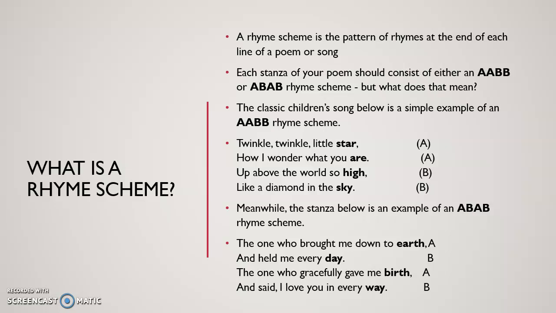Your second option is to go with ABAB. This poem down at the bottom here, this little stanza, is another example of ABAB. So, again, we look at just the last word of the line. The first line is earth, so earth immediately is our A rhyme. Second line ends in the word day. Day does not rhyme with earth, so that becomes our B rhyme. Third line ends in birth. That rhymes with earth, so that's also A. And then the last line ends in way, which does rhyme with day, so that too is B. So that's an example of an ABAB rhyme scheme. In your own ode, you're going to choose whichever rhyme scheme you want to stick to, AABB or ABAB.